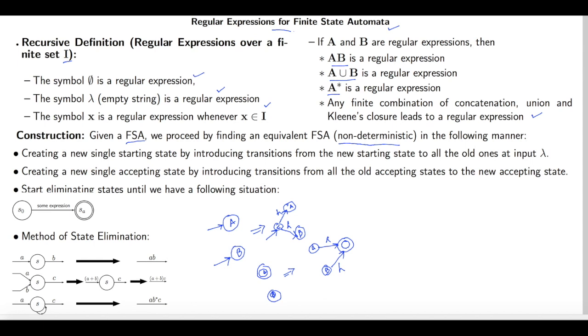And we start eliminating states until we have the following situation. We have a starting state, so there should be an arrow here. We have a starting state and we have some expression here, and we have an accepting state, and what we have to prove is that this expression is regular.